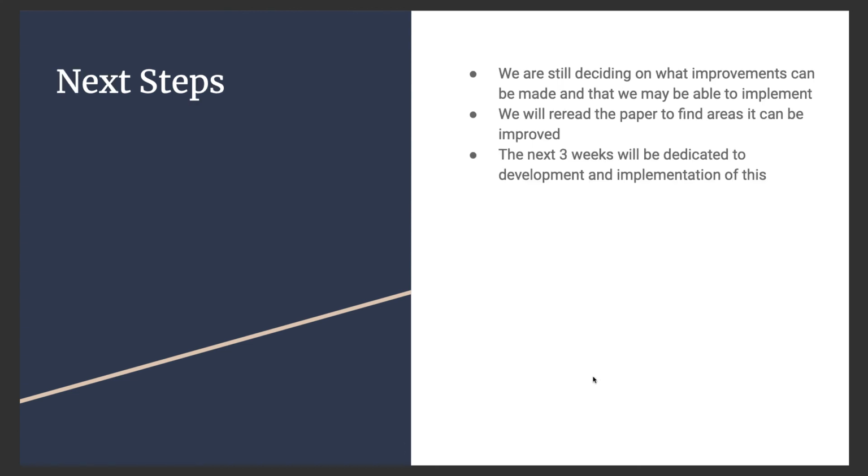For our next steps, we're currently deciding what improvements can be made on the paper. As a hint from the previous paper, their problem was that they were unable to identify the exact intensity of the pixel value. Maybe we could do something on that. So we'll be dedicating these next 3 weeks to focusing on something novel and contributable for this paper.